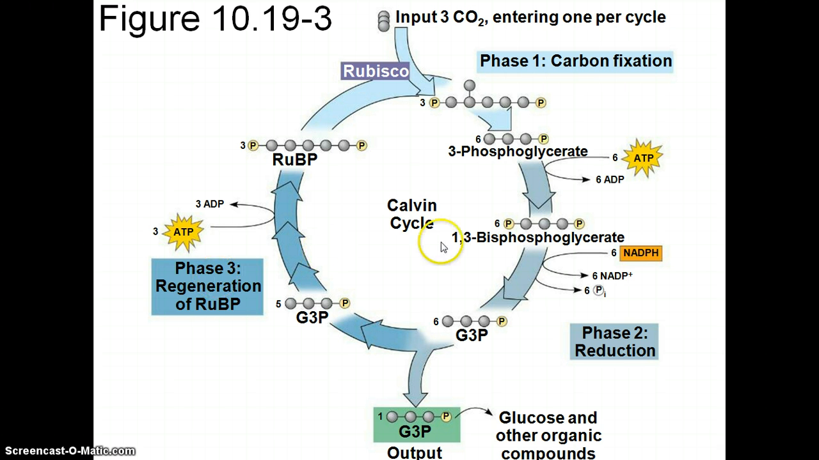So in total, we have 6 plus 3, we have 9 ATPs in one cycle, which actually is 3 cycles in this case. So we need 3 ATPs per cycle, and we need 2 NADPHs for every turn of the cycle.